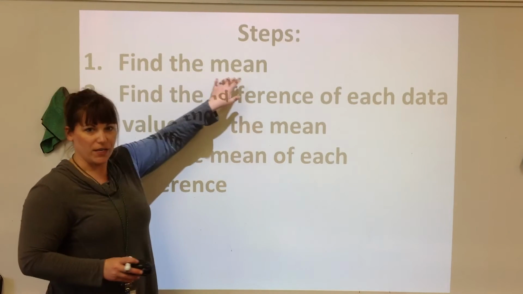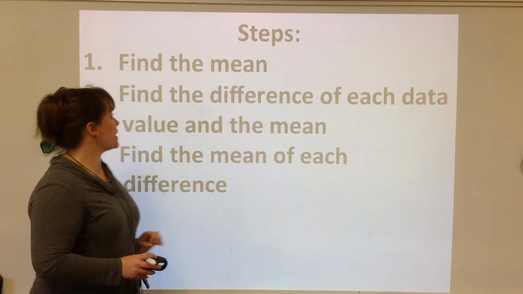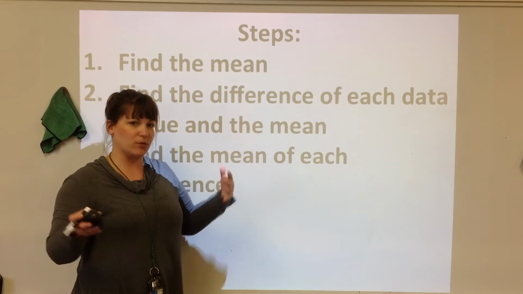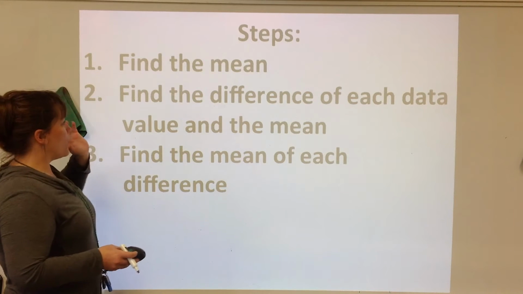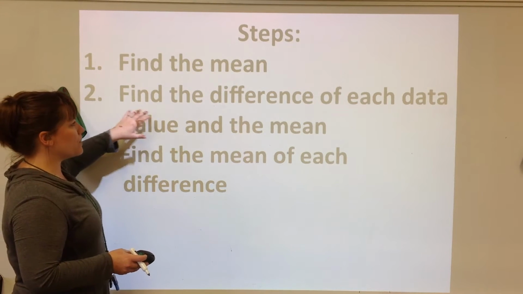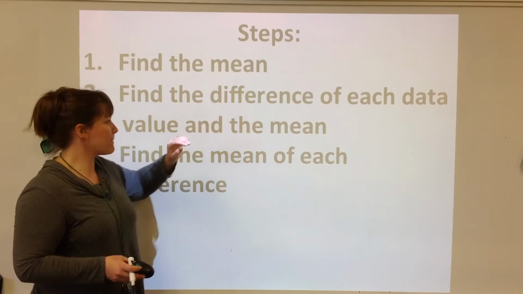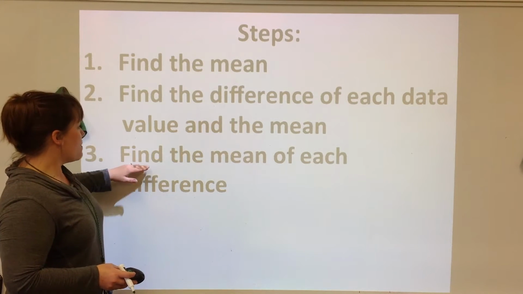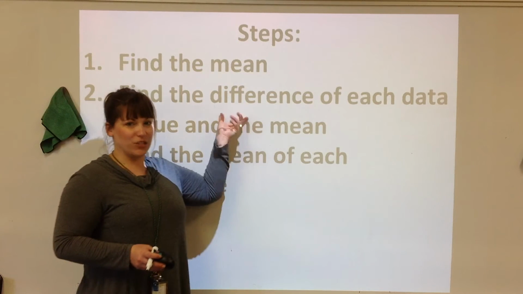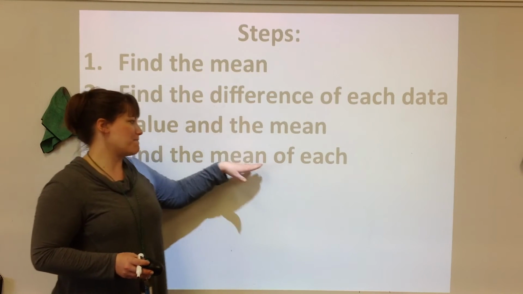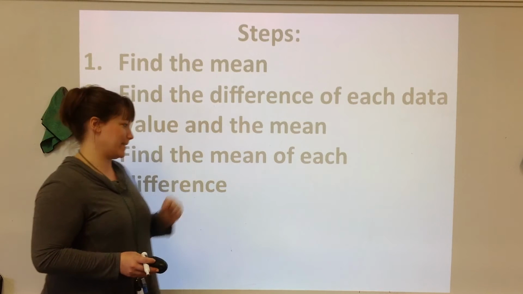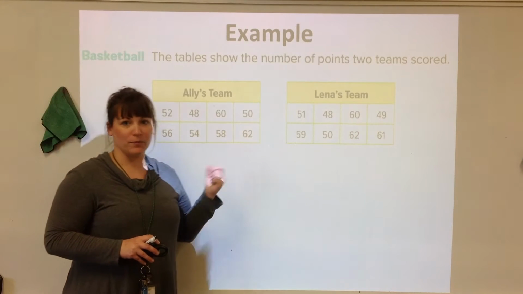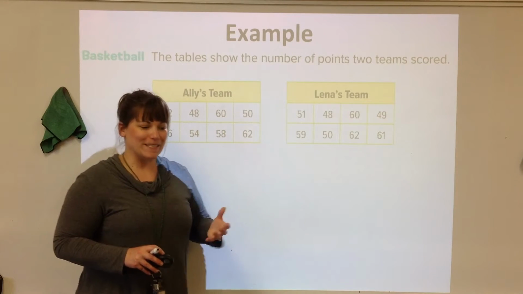We're going to first find the mean of the data set. And then we're going to find differences. That's where the absolute value comes in. We're going to be doing some subtraction for each data value and the mean. And I'll show you what I mean. Then we're going to take those answers that once we subtract and find the mean of the distances. And so I have an example that we're going to do inside.